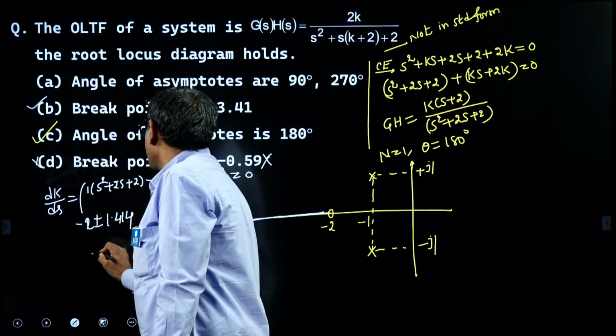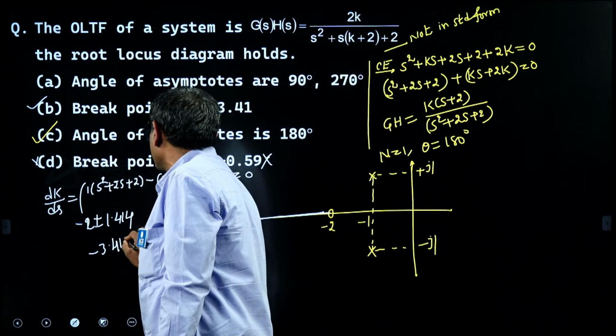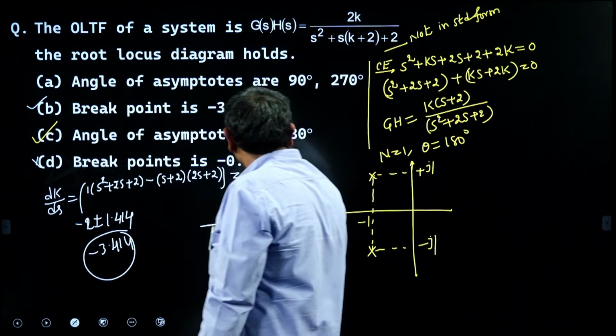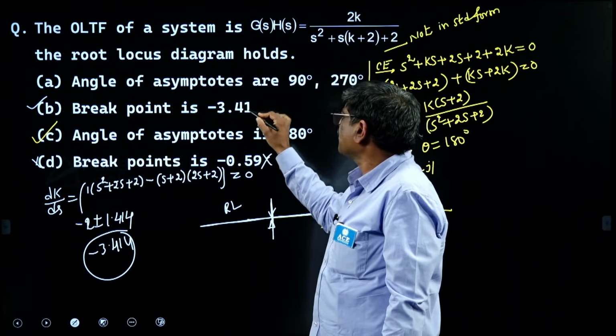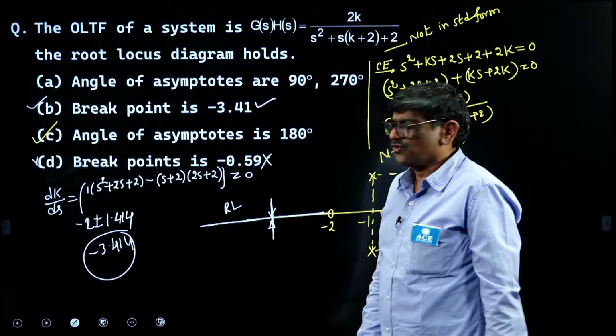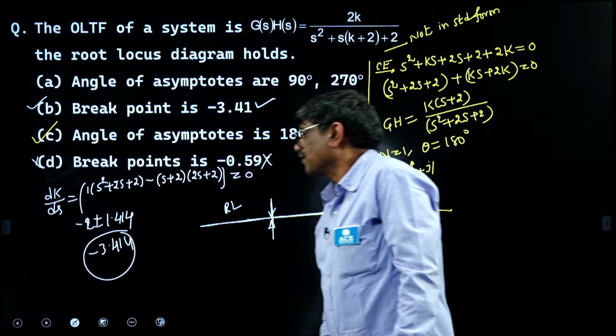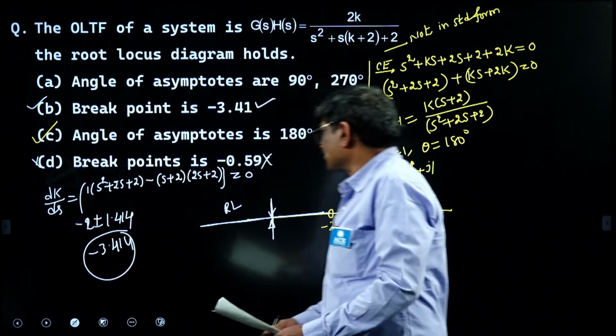So minus 3.414 is correct. This is on the region where the root locus branch exists. Since they gave this point, it is correct. Verify it. So this is also correct. B and C are correct. Very good. Next question.